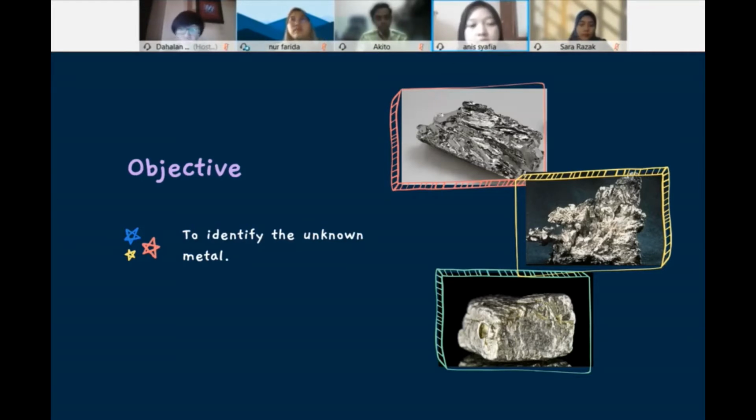So I will present about the objective of this experiment and the materials and apparatus that have been used in this experiment. So the objective of this experiment is to identify the unknown metal. Next.